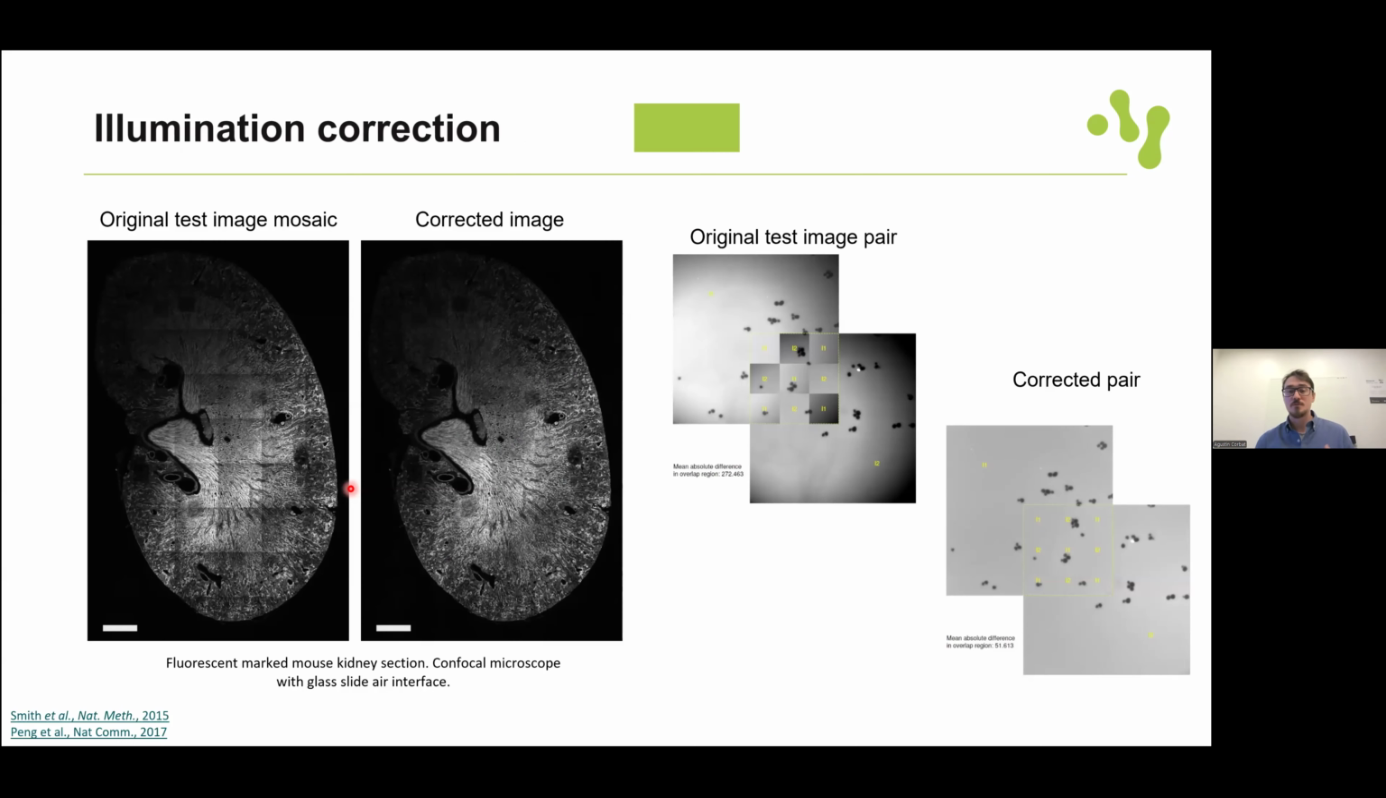Or there are other cases where we acquired so many images, for example tiling or time lapses, that we could run specific algorithms that estimate the illumination profile from the images we acquired. In this case, for example, it's an algorithm called CIDRE, or there's another algorithm called BASIC that we will see during the workshop. You see how the illumination has been corrected after applying this algorithm, and the tiles look way more homogeneous.